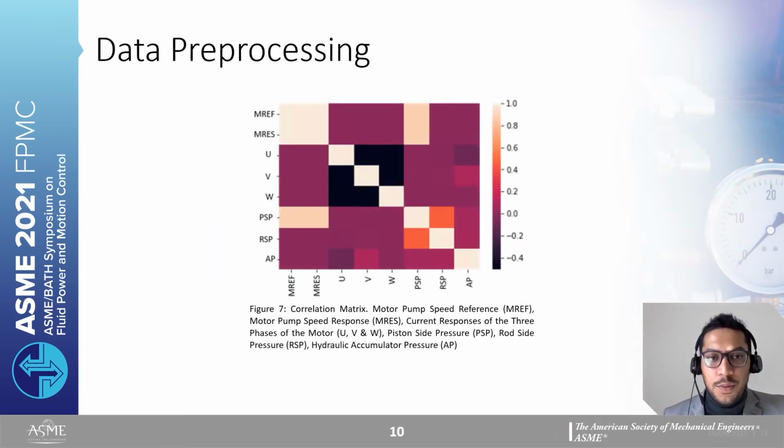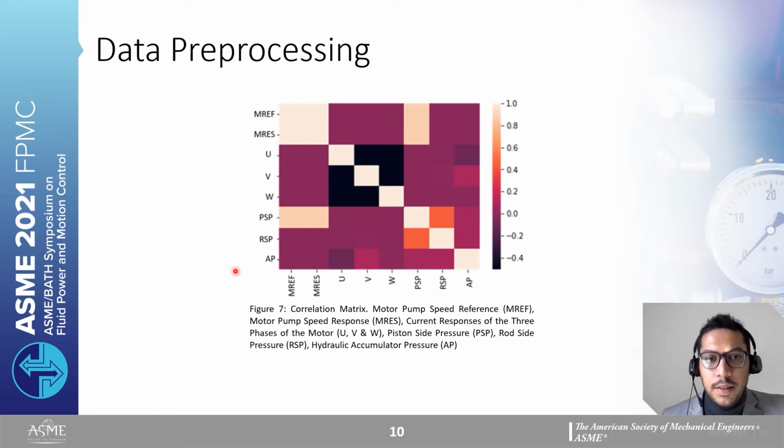Correlation matrix is used for data pre-processing. Here we can see the various variables: mref, which is the motor pump speed reference; mres, motor pump speed response; u, v, and w, current responses of the three phases of the motor; piston side pressure, rod side pressure, and hydraulic accumulator pressure. Now, for machine learning, we need certain features, and these are considered as the features that are available from the data that we have. However, we do not want to use all the features in case some share some correlation between each other.